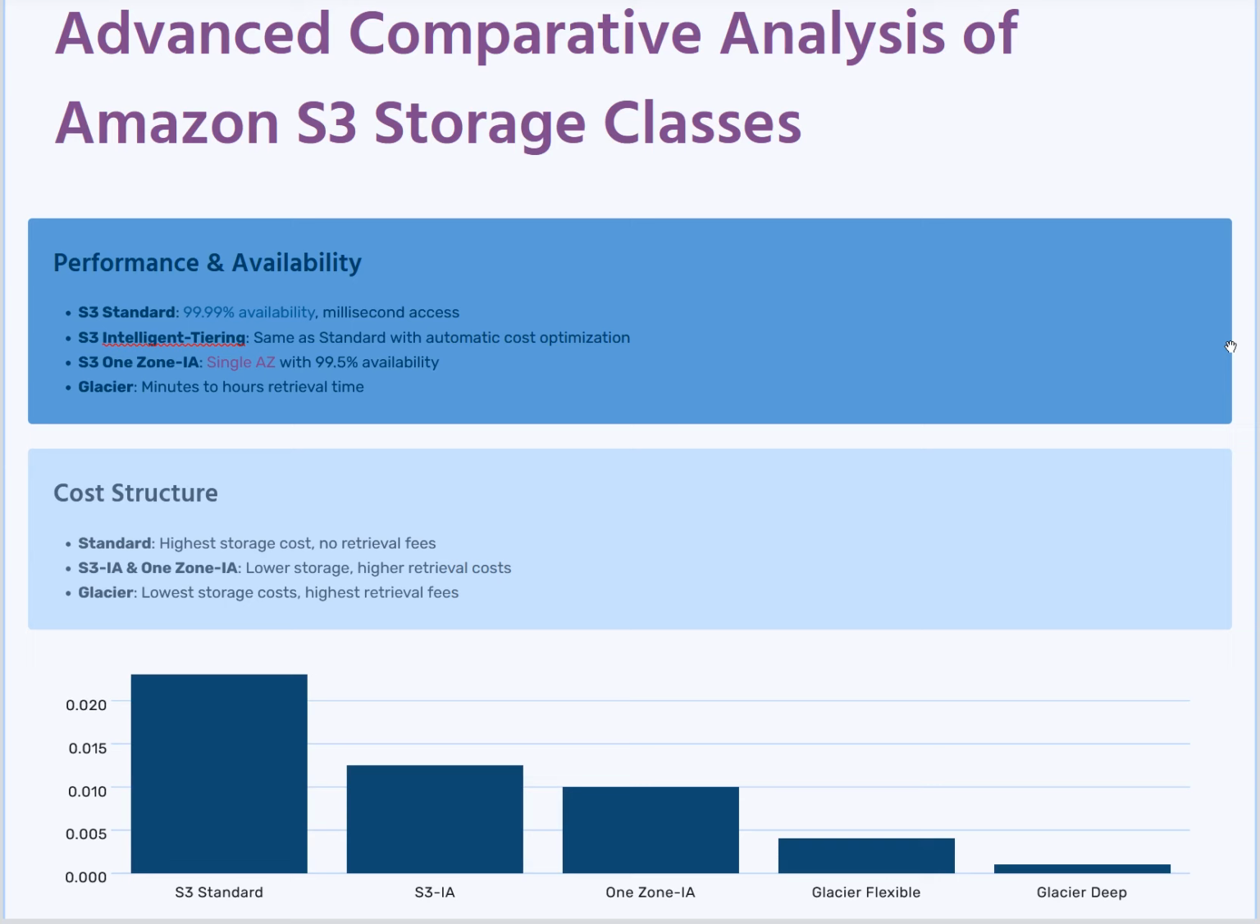S3 Intelligent-Tiering is the same as Standard with automatic cost optimization. We're going to discuss what Intelligent-Tiering is and what cases we're going to use it for. And then S3 One Zone-IA is a single availability zone with 99.5% availability, so the availability is a bit less than S3 Standard.